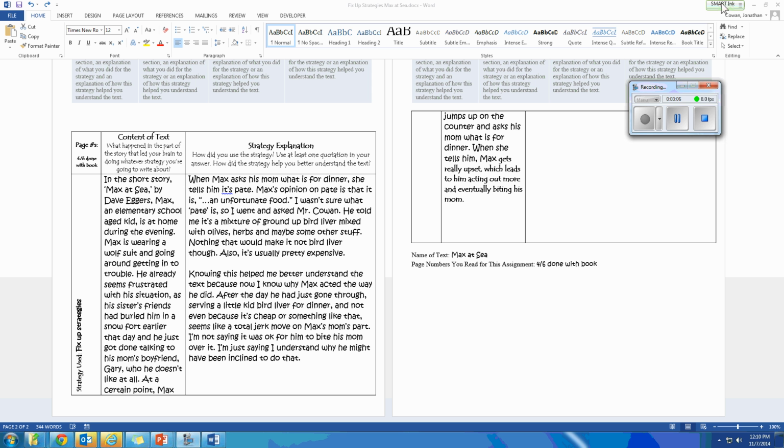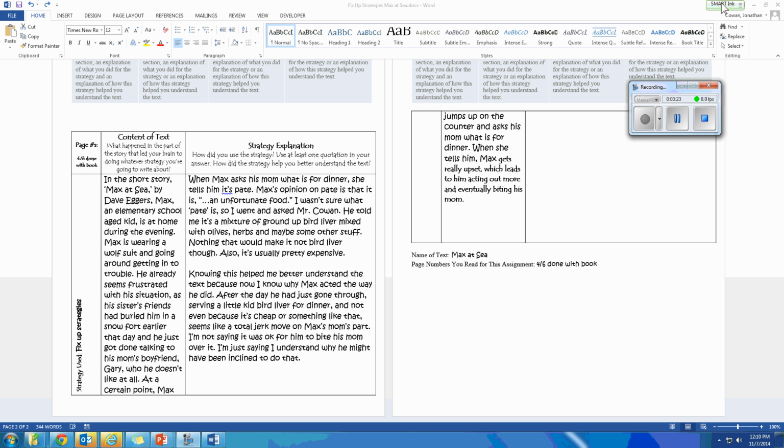Because if I just know that Max bit his mom because he doesn't like what's for dinner, well, I don't know if Max is justified in that. Like most times, if your mom makes macaroni and cheese and you don't love macaroni and cheese, it's probably not cool to bite your mom over that. Like 9 times out of 10, biting mom, not a good idea.